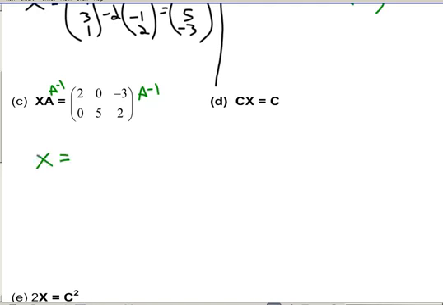If you were to do that in your GDC, I won't go through the process here because it's pretty straightforward getting your GDC to actually work through this. But you should get this result. So if you've done it and you want to check your answer, here we go.